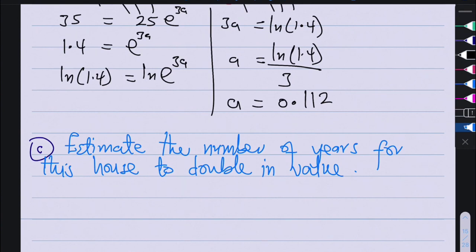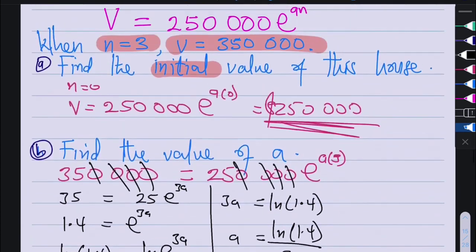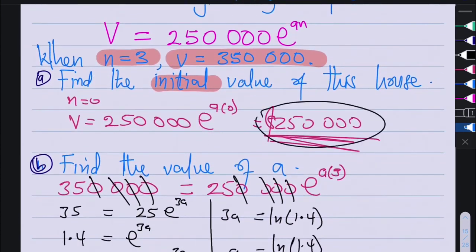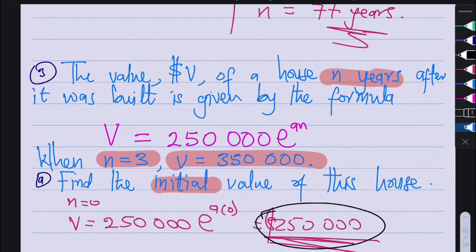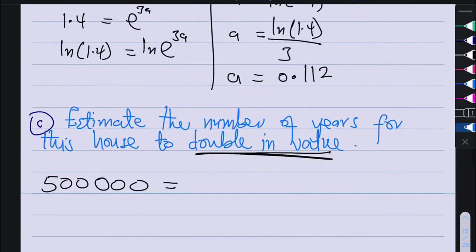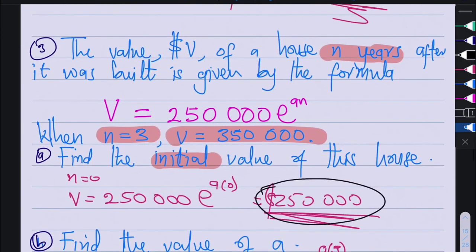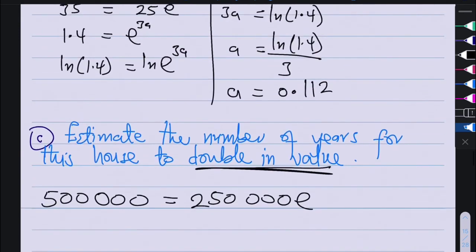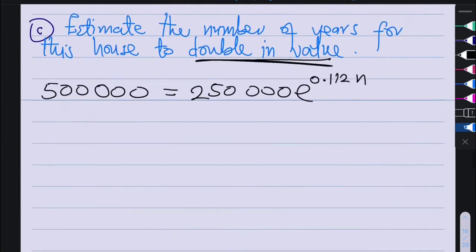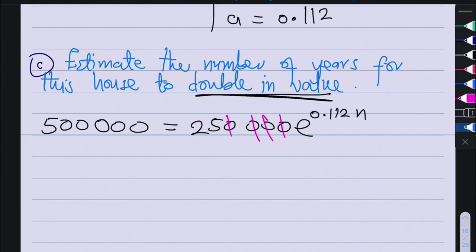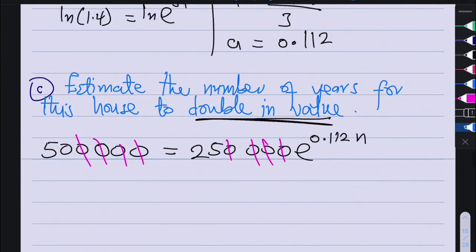Okay, now what do they want? Estimate the number of years for this house to double in value. What was the initial value? The initial value is this. So if we want it to double, then we are looking at 500,000. So now 500,000 will be equal to the formula they gave us, right? So you have 250,000 e to the power an, but we know a is 0.112, and n we don't know. That's what they want us to find. So first, let the zeros cancel out.